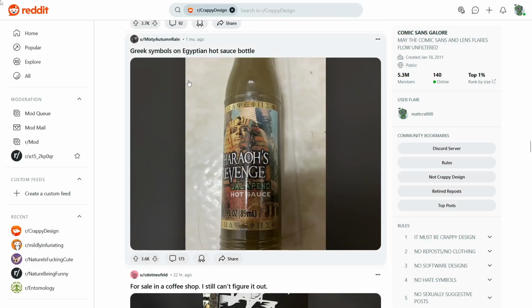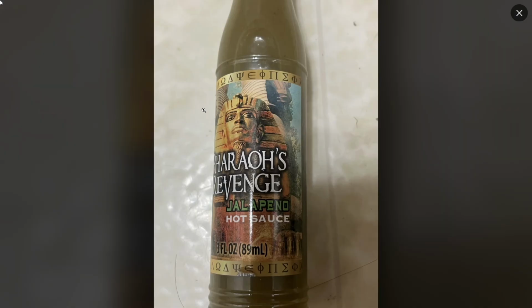Greek symbols on Egyptian hot sauce bottle. Oh man, they really screwed this up. Pharaoh's Revenge. They could have used hieroglyphics, but they didn't because they're stupid. Oh boy. That is bad, yeah. To be fair though, did you really expect anything from a really weird off-brand thing? They're probably just like, oh, we call our thing Pharaoh's Revenge jalapeno hot sauce. Let's just put random symbols up there.